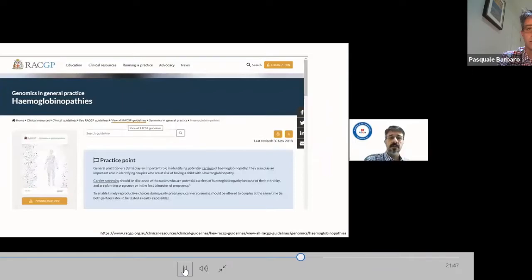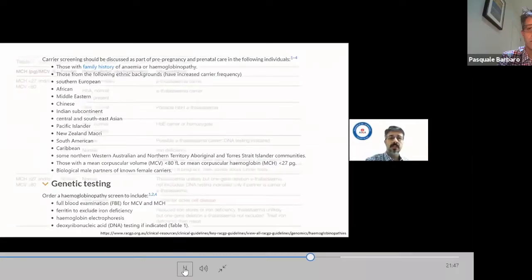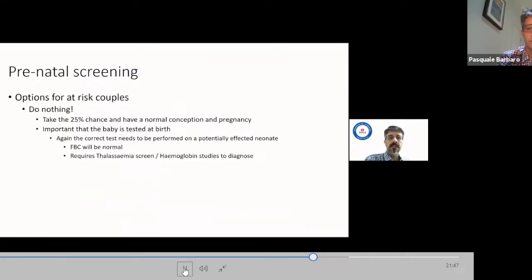Similarly, the general practitioners have a little bit of a guideline, and their guideline is a little bit better in that they identify which ethnicities should be offered testing. And then they also have a part about testing, including hemoglobin electrophoresis, which will pick up the patient. So again, this is a good document for general practitioners to be doing the right thing. It also comes with a little bit of help in interpreting the tests.